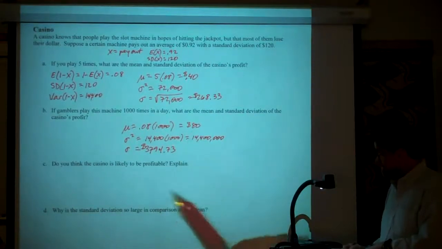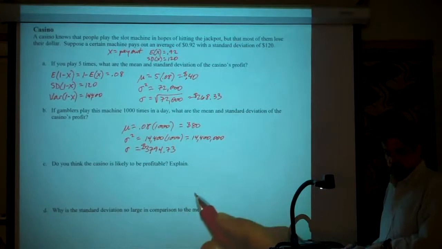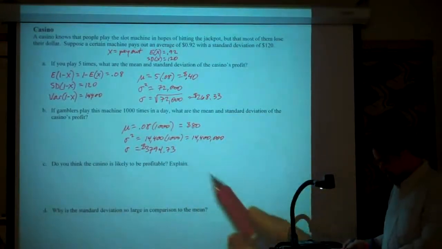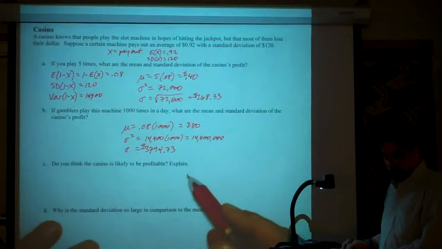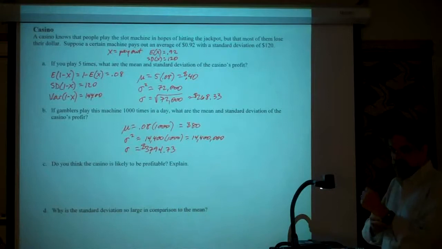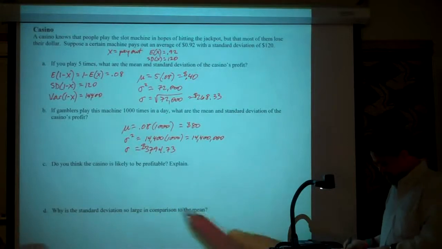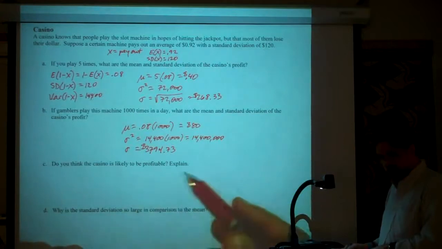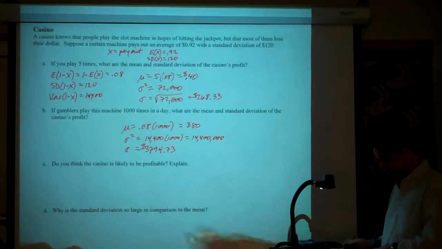Okay? Is it definitely going to be profitable? No. Because there's variation. Okay? Sometimes you lose, sometimes you win. If people hit a whole bunch of jackpots in a row, if each pull of the lever is absolutely independent with the others, then, well, you might actually lose money every once in a while. But over the long haul, yes, it will definitely be profitable.